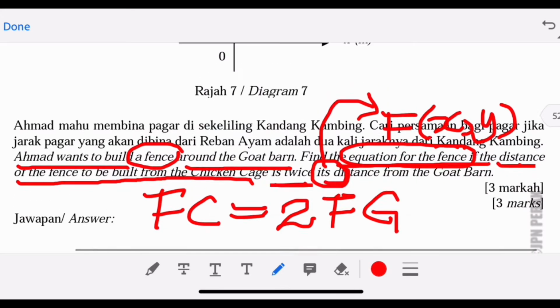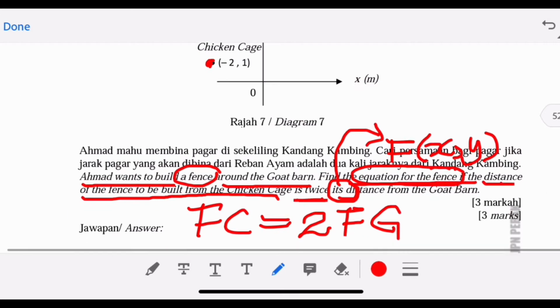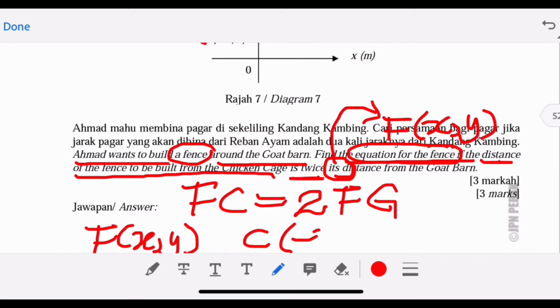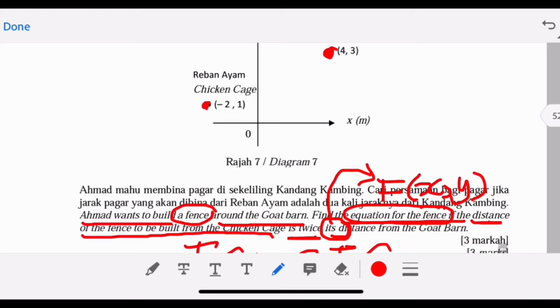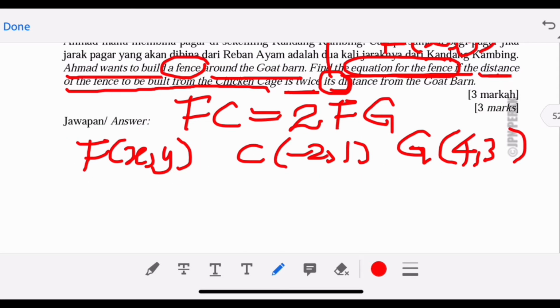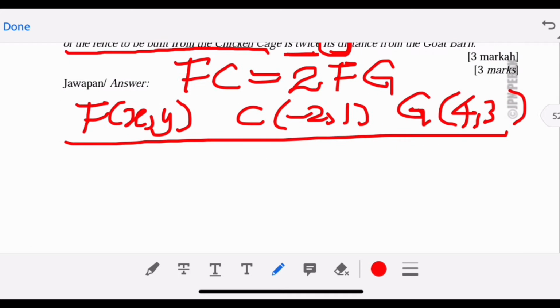Then let's list out the points. We have the point F, which is an unknown point. Chicken cage is (-2, 1). And then the goat barn was given (4, 3). After we list down the 3 points, it is easy for us to use the distance formula, right?